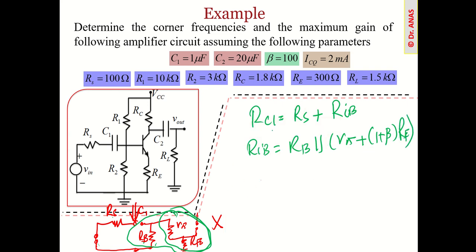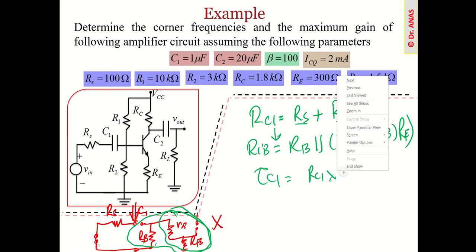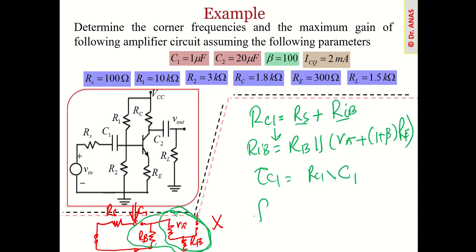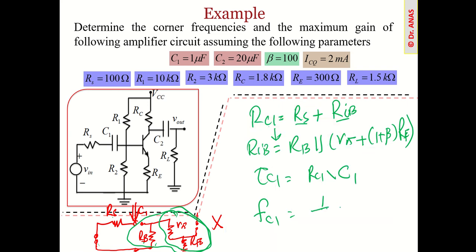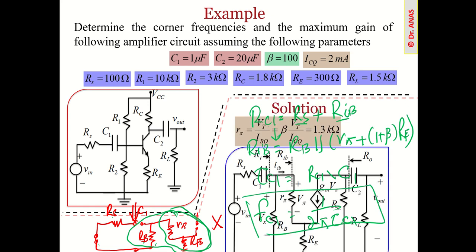Okay, so basically RC1 is RS plus this resistance. So tau for this one will be this RC1 times the value of this capacitor, and its corner frequency will be 1 over 2 pi times tau. Okay, so by using this basically we can calculate these corner frequencies.